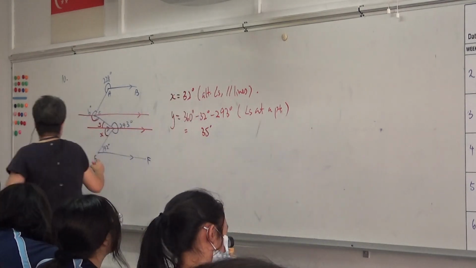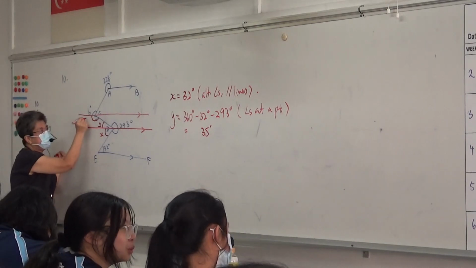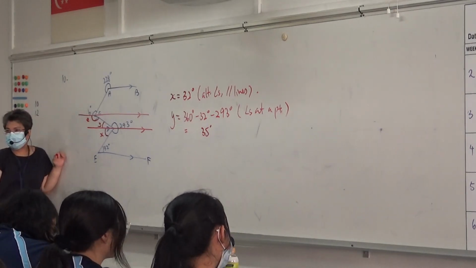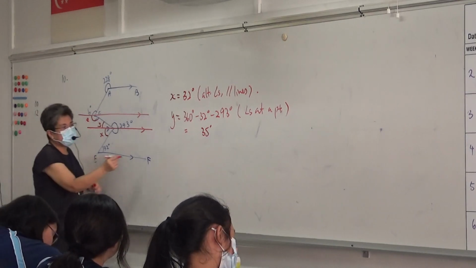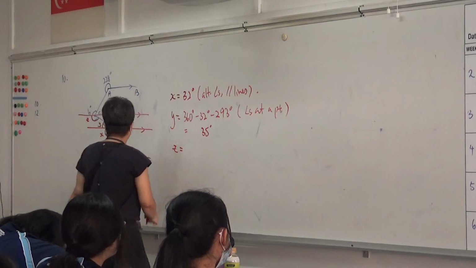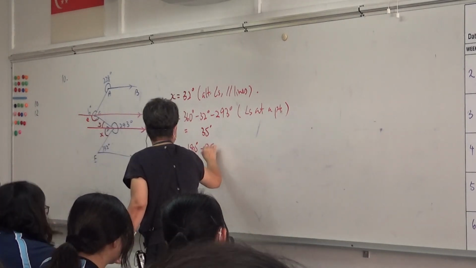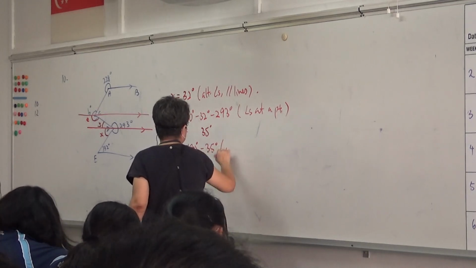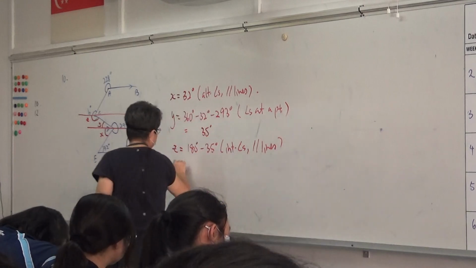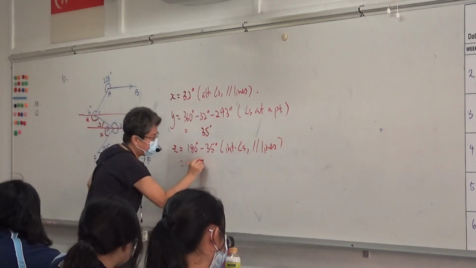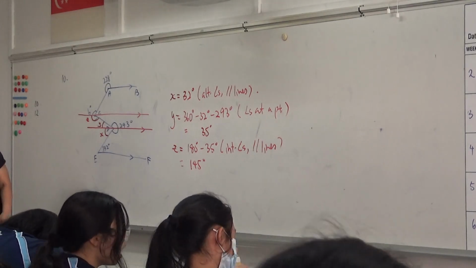Okay. Now, then I want to know, can I find this angle Z? How do I find this angle Z? Interior angles. Very good. 180 minus 35 degrees. Interior angles, parallel lines. So this will be 145 degrees, right? Is this correct? 145 degrees.